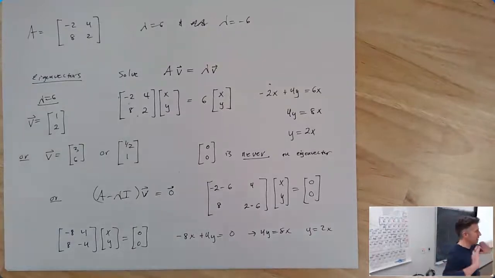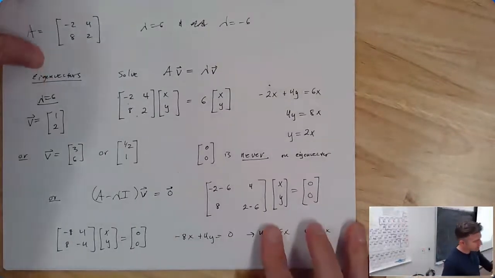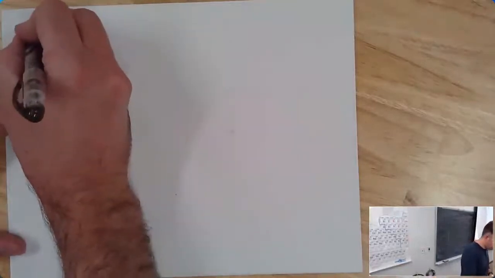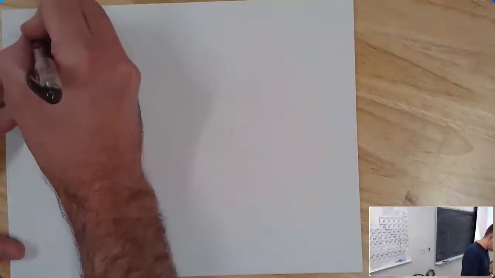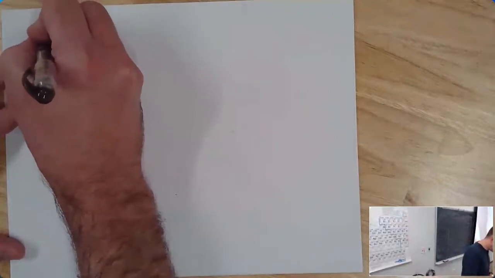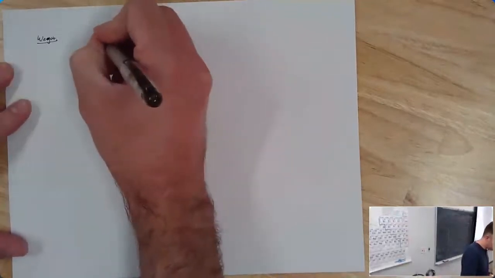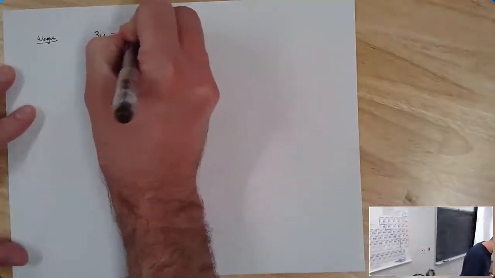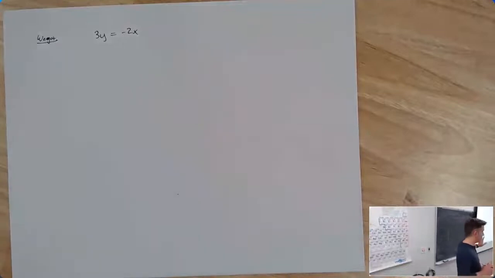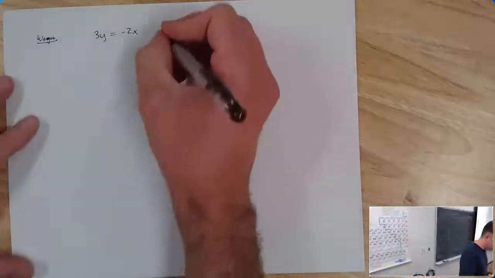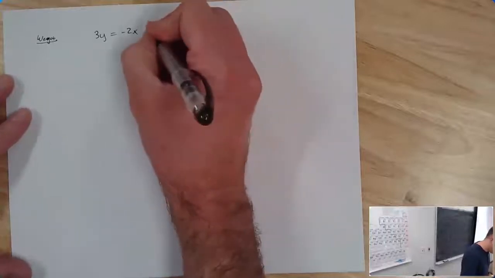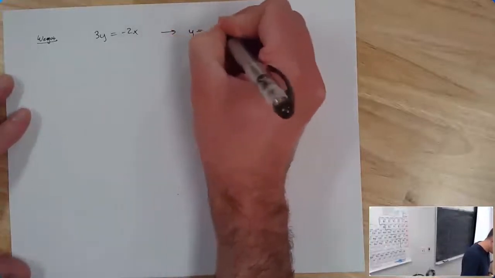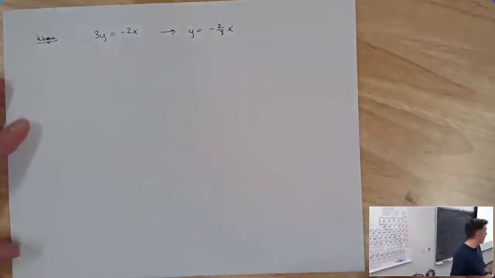So let me just make something up to show you what I mean. So let's say that we did all this work, and we ended up with the following. We got to a place where we had, sure, 3y equal to -2x. That's what we got after doing all the work to find the eigenvector. So you can either solve for y and say y equals -2/3 x, or not.